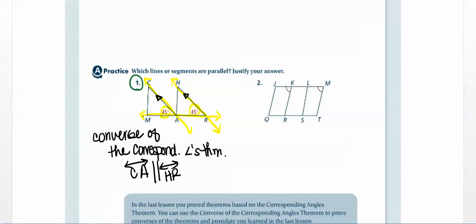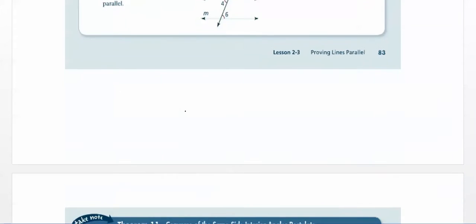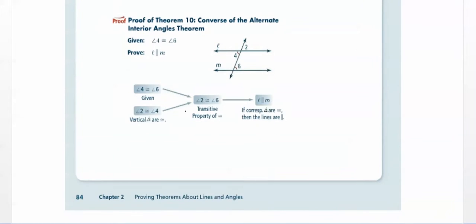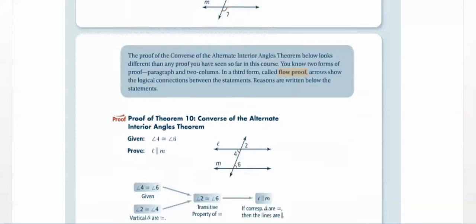So I just want you to see what it looks like in triangle form, because that's actually going to come into the next chapter. We're going to look at triangles, and these theorems are going to come up in that chapter. Okay, going on to the next page, page 84, we're going to talk about something called a flow proof.